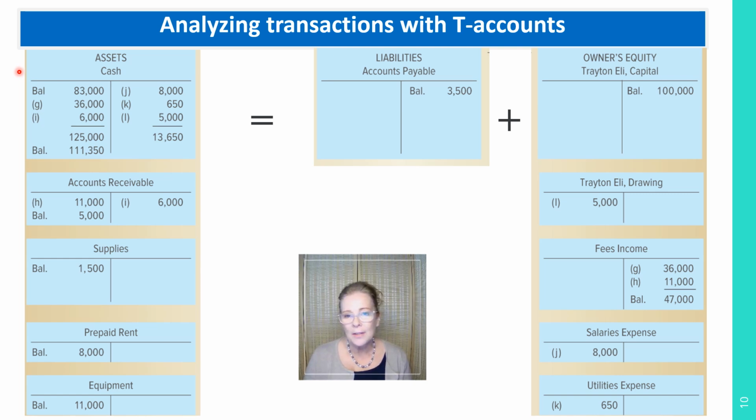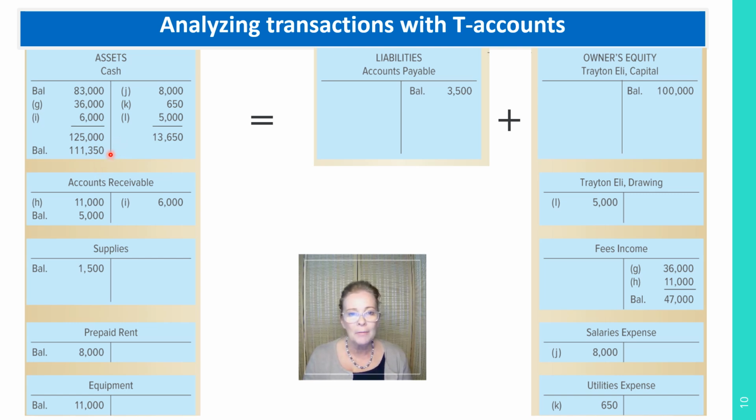Now that we entered the last transaction into the T accounts, we can sort the T accounts into assets, liabilities, and owner's equity categories. The next step is to calculate the total for each column of the T accounts and calculate the balance. Calculating the total for each column is called footing.